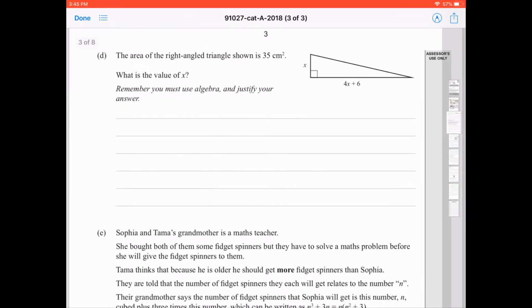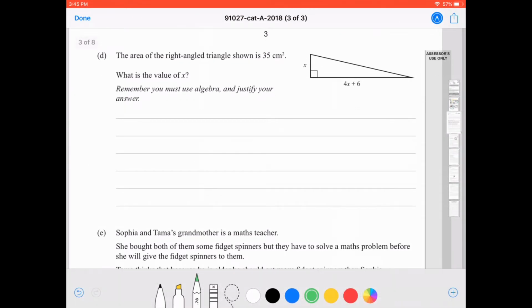Question 1D. The area of the right-angled triangle is 35 centimeters squared. What is the value of x? Okay, so the first thing, similar to question 1A, we need to establish a formula. The area of a triangle, any triangle, in this case a right-angled triangle, is half base times height. Okay?